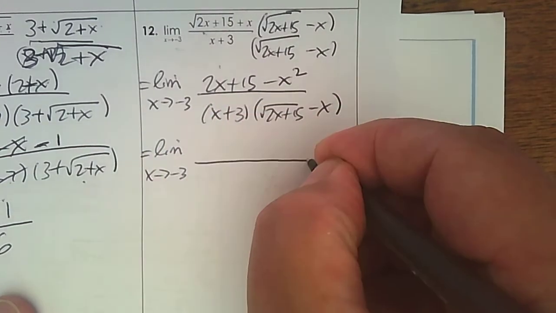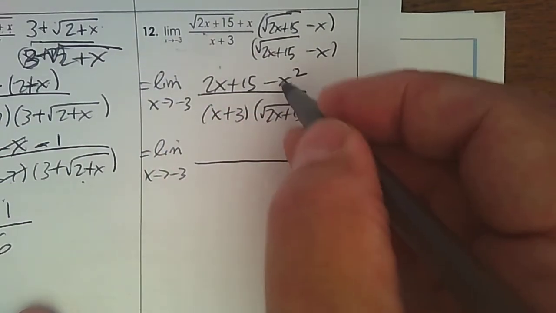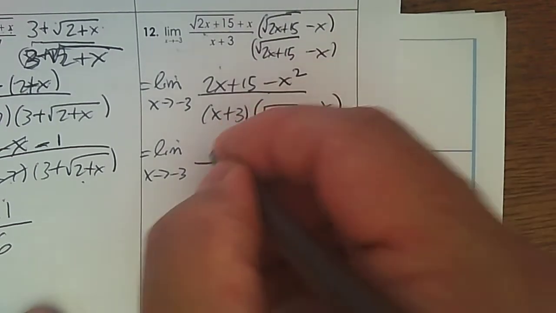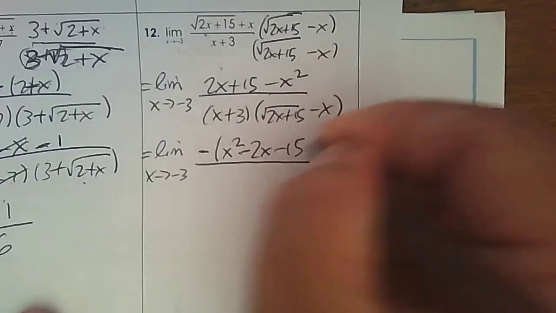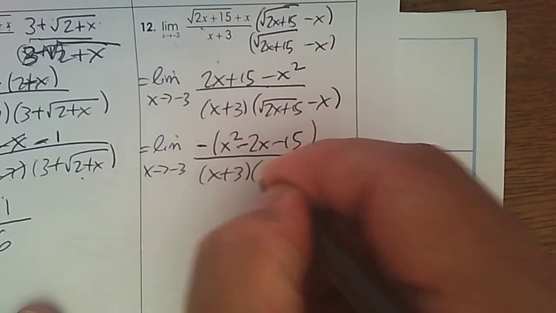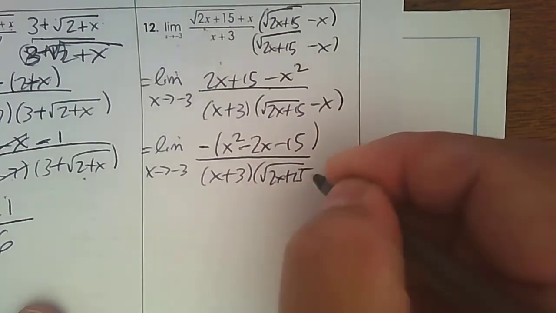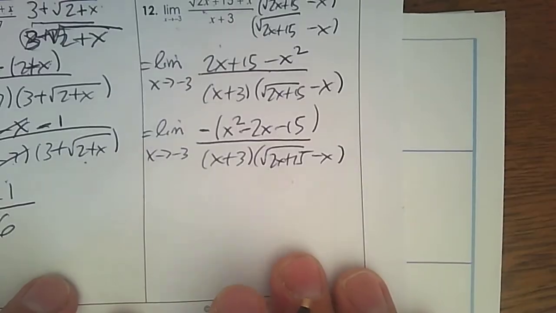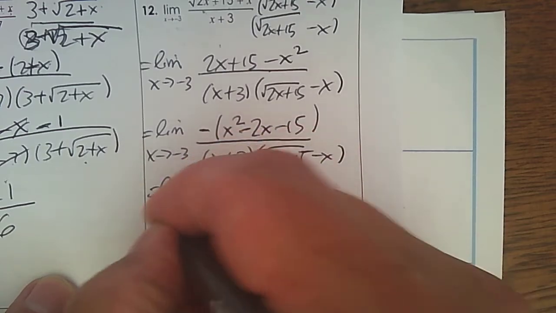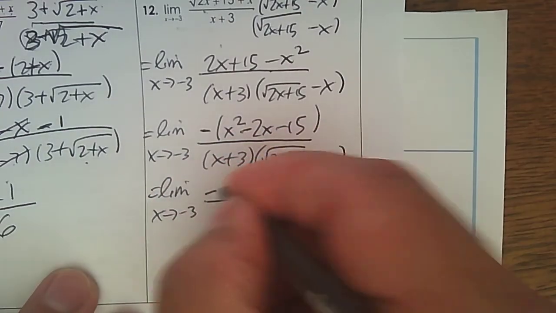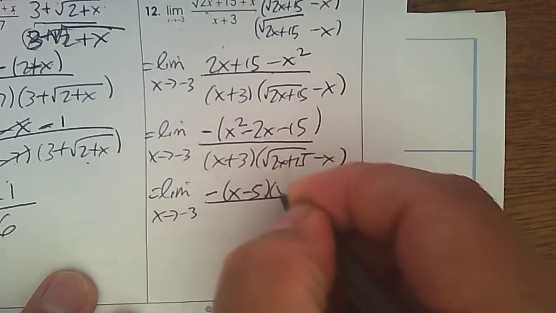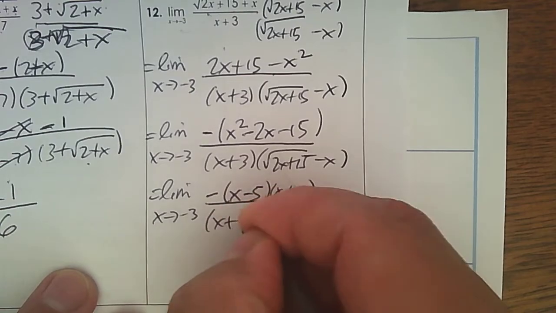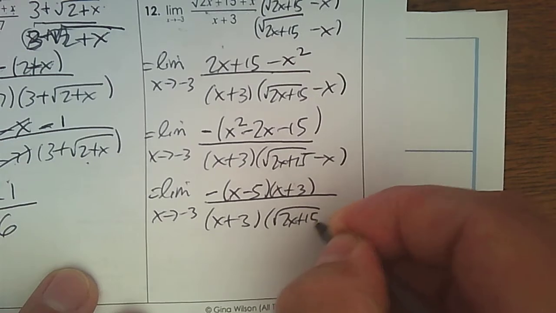I have to do some work on. I can't factor this if the quadratic term is negative. So what I'm going to do is factor out the negative 1 to make it positive, but that makes this negative 2x and this negative 15. But by doing that, I can now factor it. So we have the limit as x approaches negative 3. Now I can factor this. This is now a simple trinomial. So that's x subtract 5 and x plus 3. The denominator, x plus 3, and the square root of 2x plus 15 take away x.